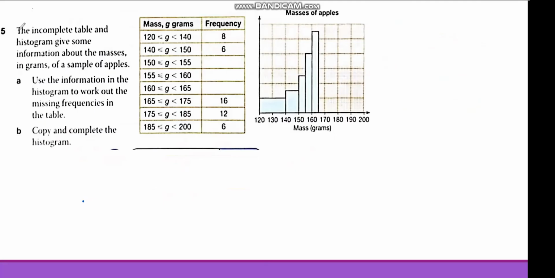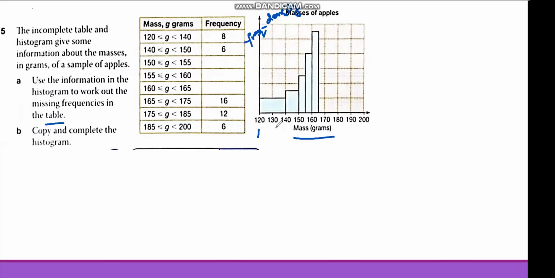In question number 5, it says the incomplete table and histogram give some information about the masses in grams of a sample of apples. Use the information in the histogram to work out the missing frequencies in the table. In A part, they want us to use the information in the histogram to work out the missing frequency in the table. So let's observe the table.